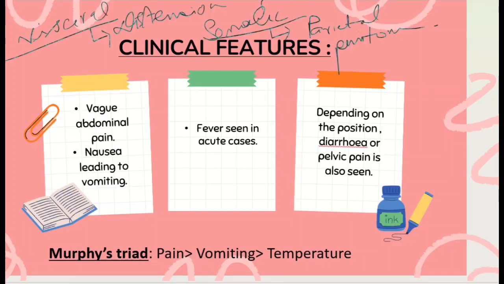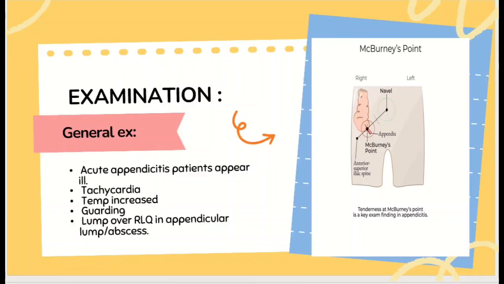So next comes nausea and vomiting. And the temperature or fever comes late. So fever is seen in acute appendicitis cases. This is called Murphy's triad, very important. Murphy's triad means pain followed by vomiting followed by fever. And depending on the position of the tip of the appendix, patient may have diarrhea or pelvic pain in case of pelvic appendix.